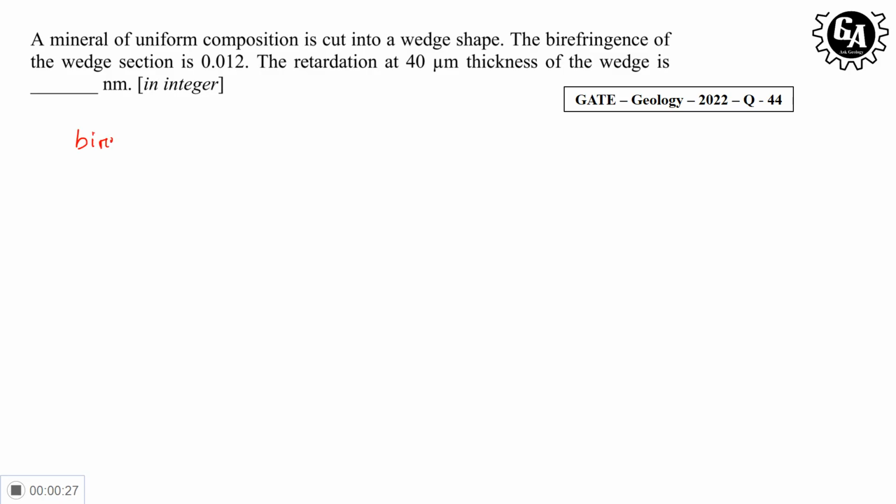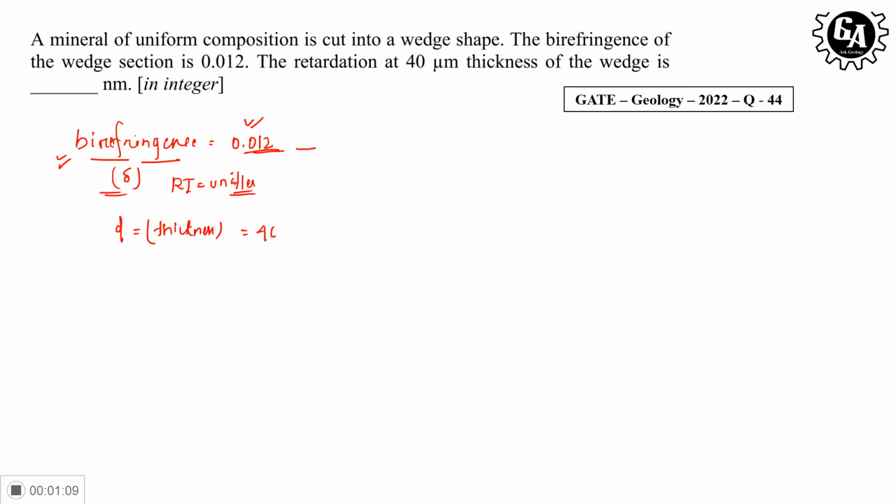Birefringence value is given as 0.012. You can see this is unitless. So basically, what is birefringence? Birefringence is simply the difference between the refractive index of the E ray and the O ray. This is your birefringence value, and we know that refractive index is also unitless, and the difference between the two refractive indices is also unitless, so birefringence has no unit. And the thickness d of the mineral grain is given as 40 micrometer.